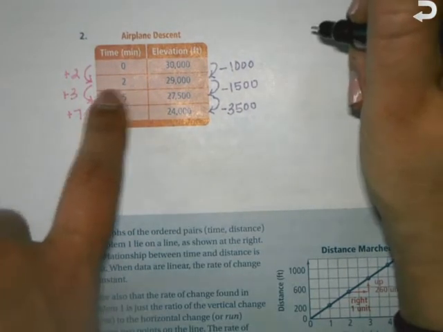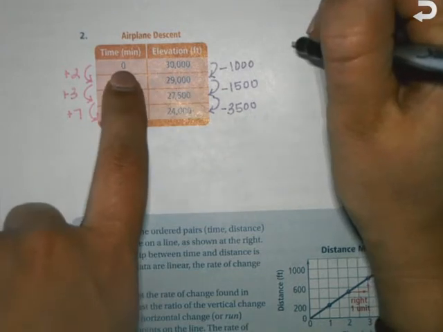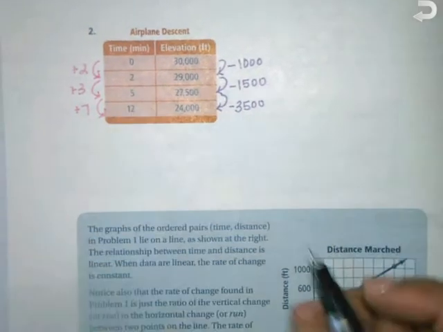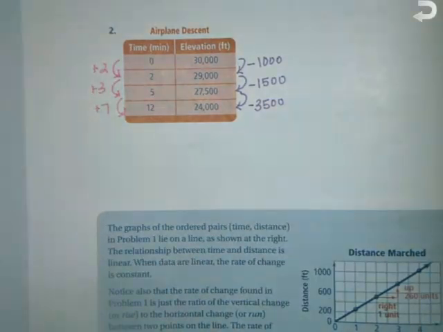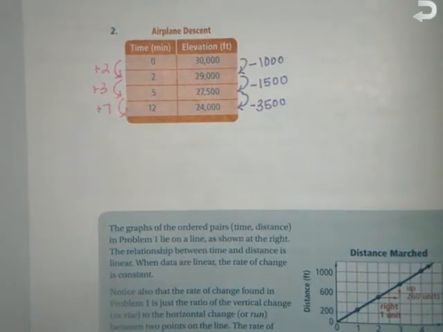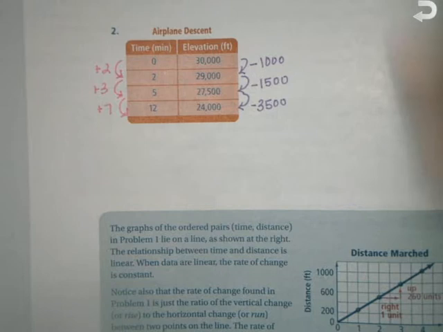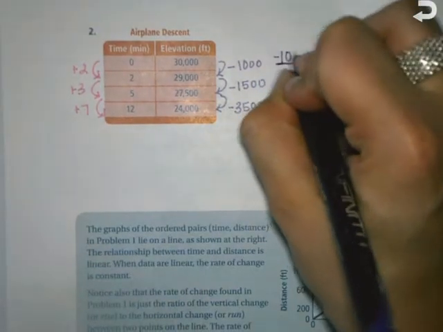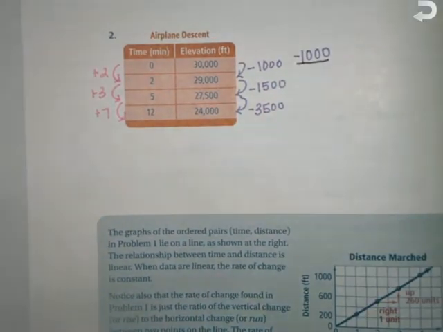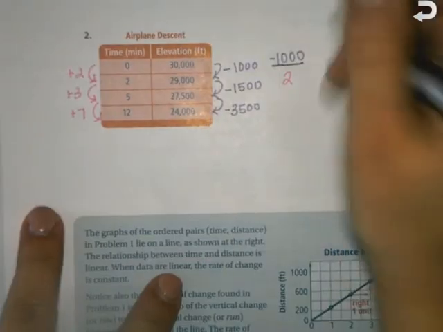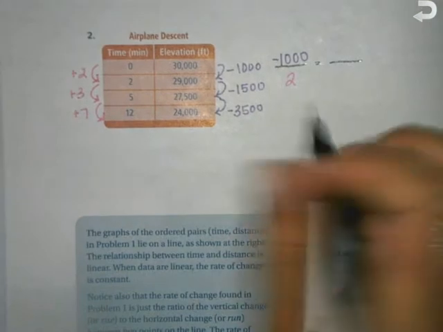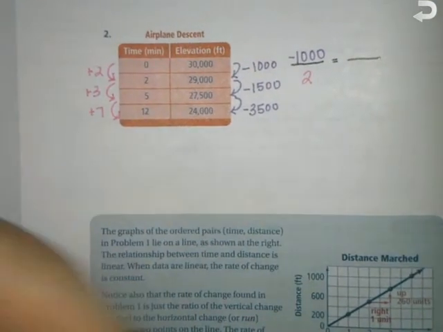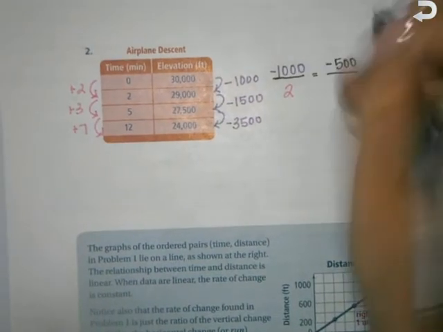So the first one is going to be from 0 to 2 and from 30,000 to 29,000. Now, our rate of change is dependent variable over independent variable, so we're going to put the negative 1,000 on top to start. So we're going to do the first interval first, so that's negative 1,000 over positive 2. And that reduces, right? What does that reduce down to? Negative 500 over 1. So you don't have to put the over 1, it's just negative 500.